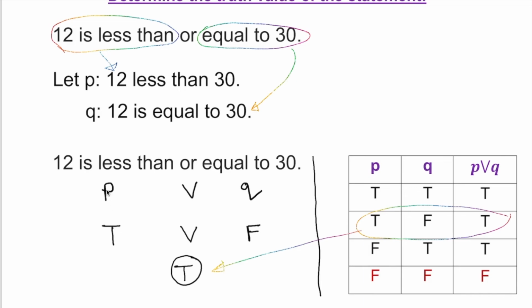Again, why is this true? Why is P true? We look at the validity of the statement. 12 less than 30, yes, it is still less than 30, so it is true. 12 is equal to 30, of course, that is not a correct statement, so we say this is false. Finally, we look at the concept of the truth table, or truth value. True or false, if one is true, it is going to be true. For example, I eat or I read the book. Even if I don't read the book, I'm still eating. So that can be a true statement.